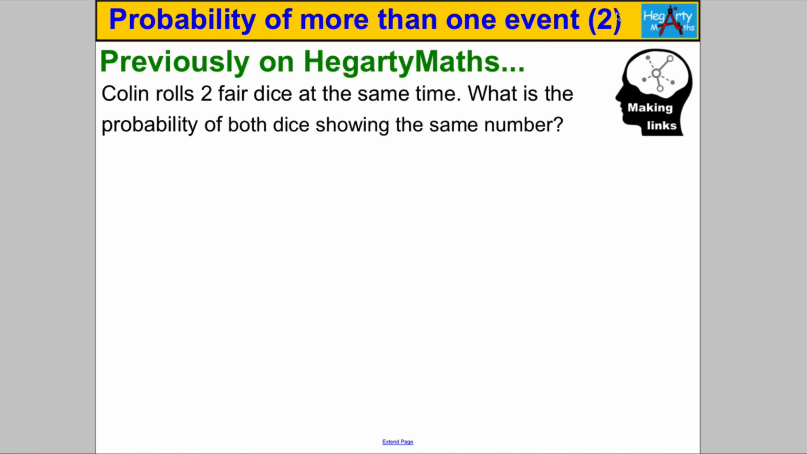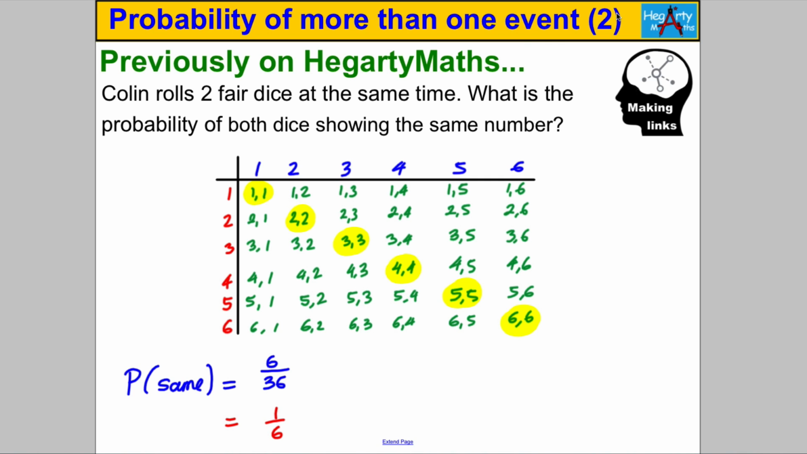Well, step 1 hopefully was to draw the sample space. And then step 2 was to count up the number of outcomes where you got the same number. There were 6 of them out of a total of 36 equally likely outcomes, and 6 out of 36 simplified to a sixth. So you should be really good at that for this video.